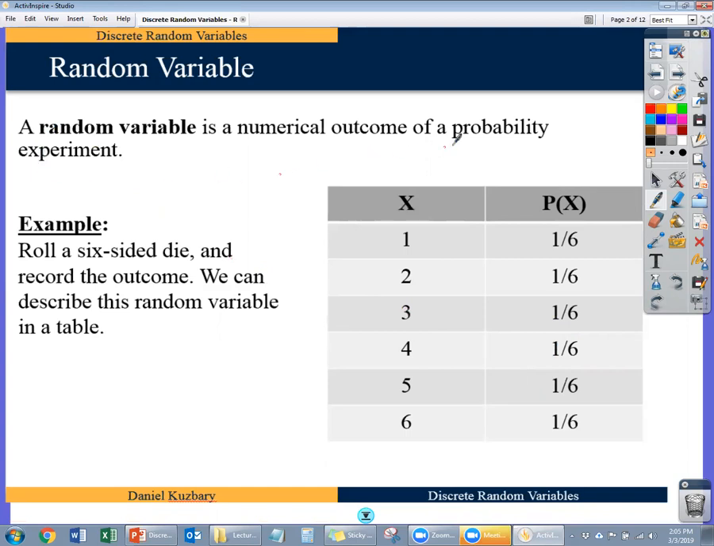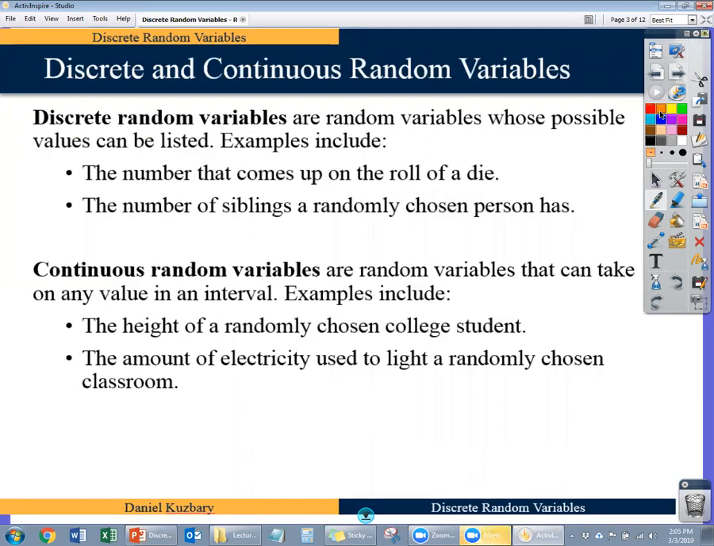But in general, a random variable is an outcome of a probability experiment, so we can define different kinds of experiments as random variables like this one. Just like with numerical data, where we had discrete data sets and continuous data sets, we have the same for random variables.